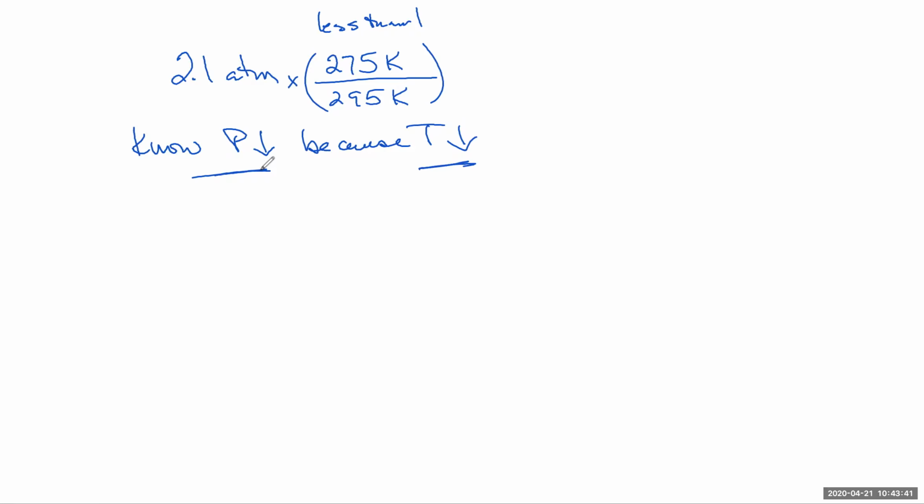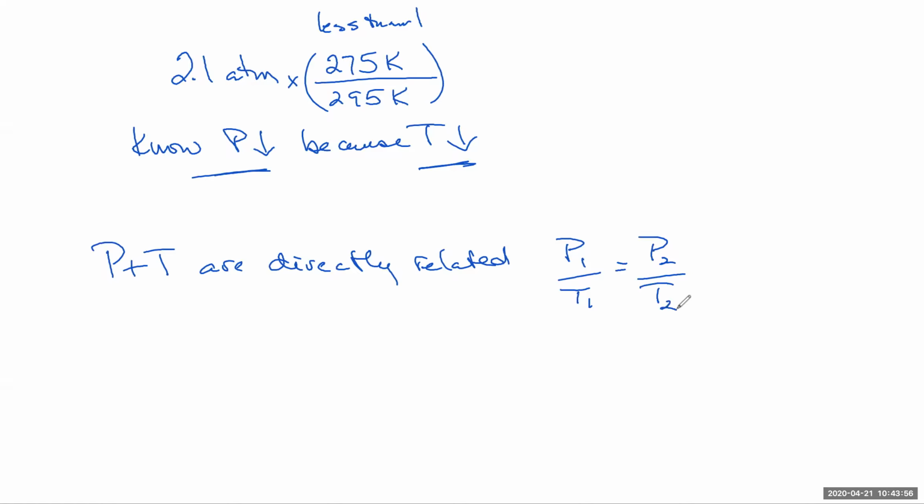But of course you can do the algebra as well. So that one is Gay-Lussac's law. Again, it states that pressure and temperature are directly related. And the mathematical formula is P1/T1 = P2/T2. You would always be given 3 of these variables and asked to solve for the 4th.